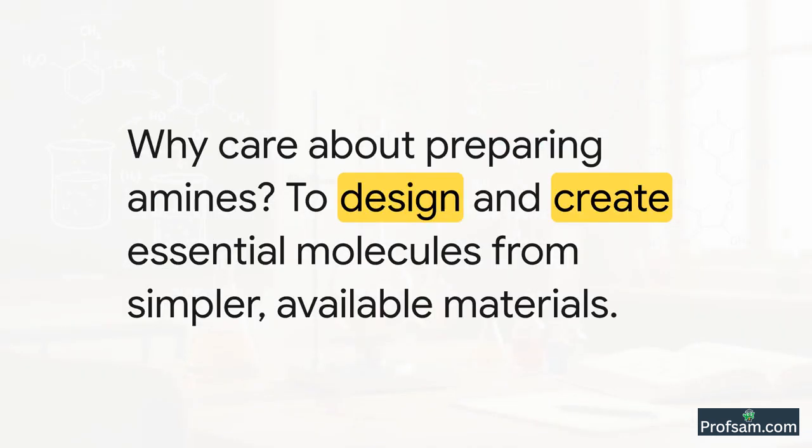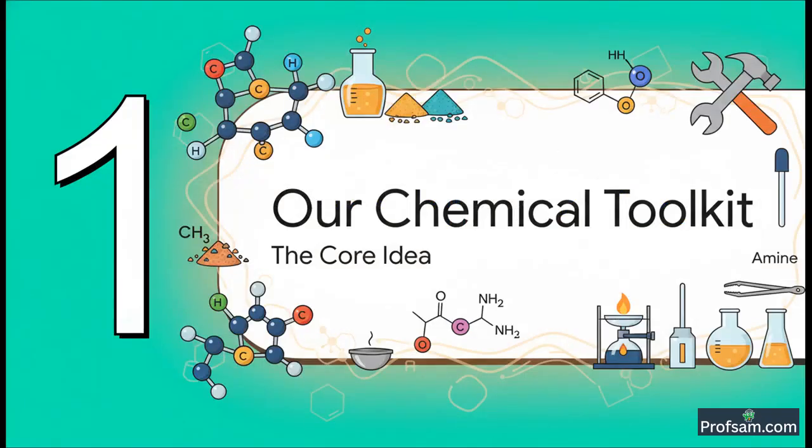So why should we care about this? Well, this is not just about memorizing reactions for an exam. This is about learning how to be a molecular architect. You see, preparing amines allows us to design and build essential molecules, like medicines and dyes, from much simpler, easily available starting materials. To build anything, you need two things, right? Raw materials and the right tools. Well, in chemistry, it's exactly the same. So let's open our chemical toolkit and have a look at the core idea.